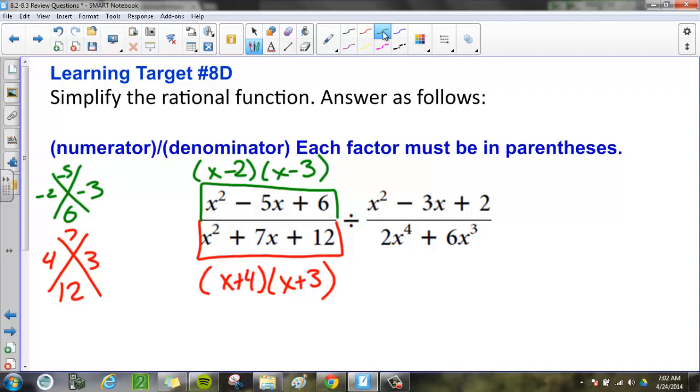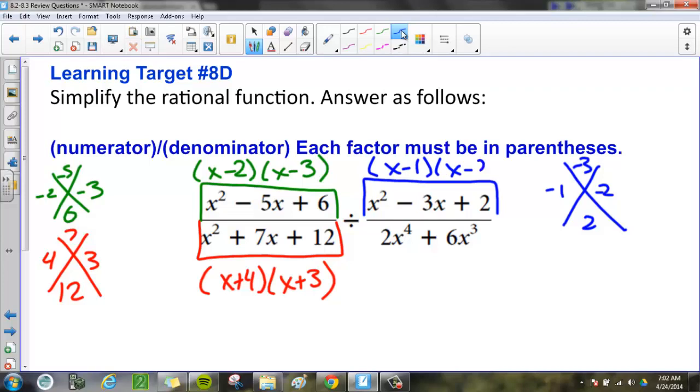Okay, come on over here. This one's blue. I got my 2 and negative 3, so I got probably 1 and 2, both of them negatives on this one. So I got x minus 1, x minus 2.